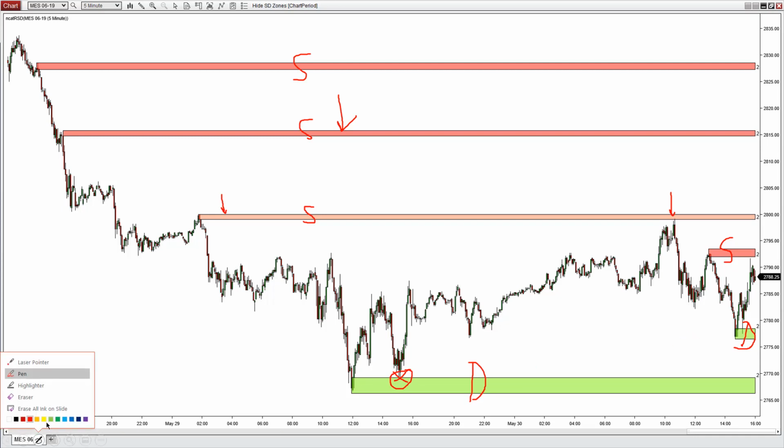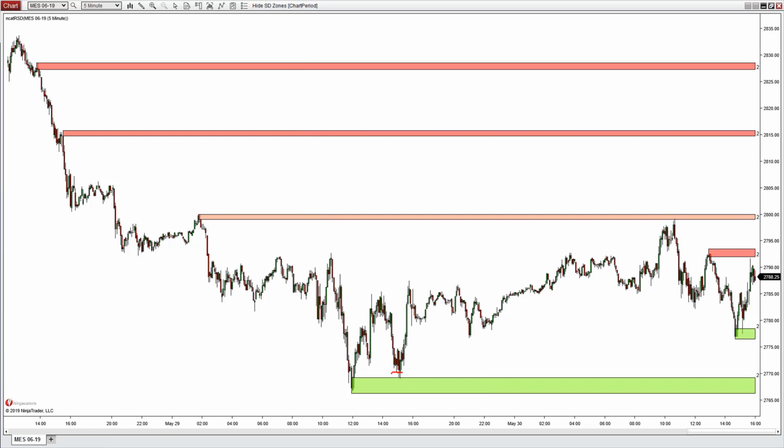Let me go ahead and erase some of this here. Again, it ticks in the box, turns it to a light green. Same thing here. It was created here, and then came back and ticked into the box and created this light green, indicating a strong demand zone there as well.